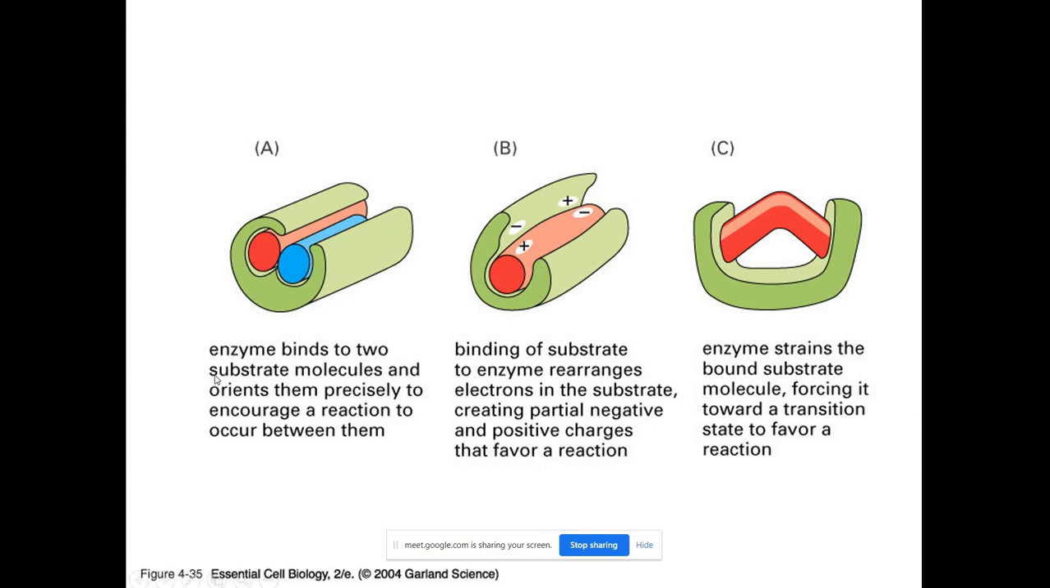You can understand this in more detail. The enzyme binds to 2 substrate molecules and orients them precisely to increase the chance of a reaction occurring between them. So here you can see how the enzyme binds with the substrate.